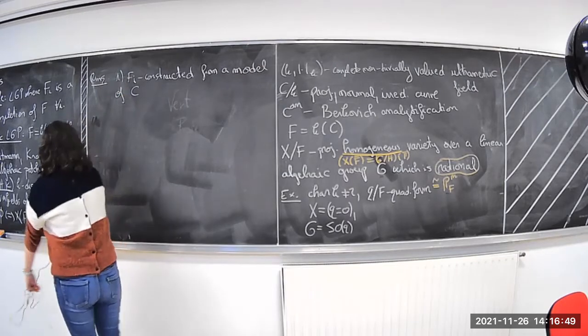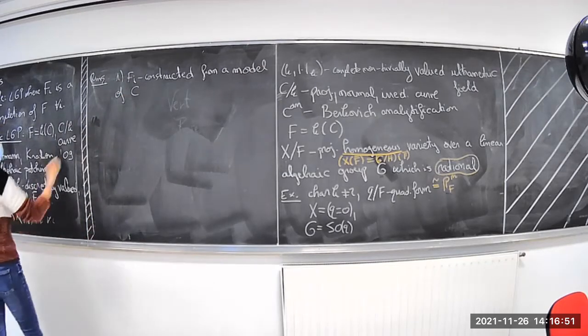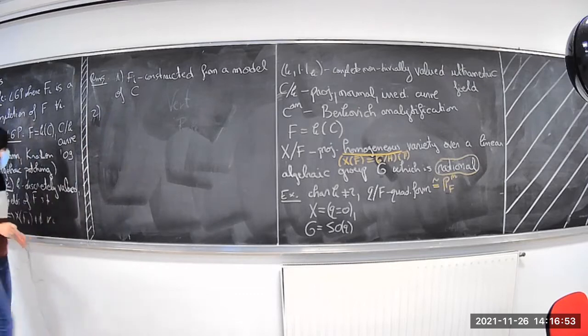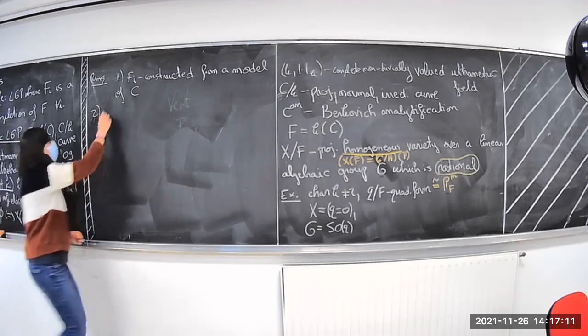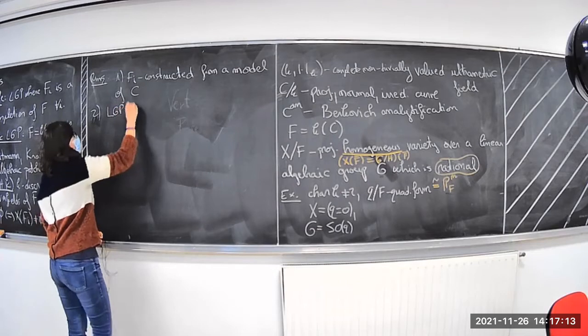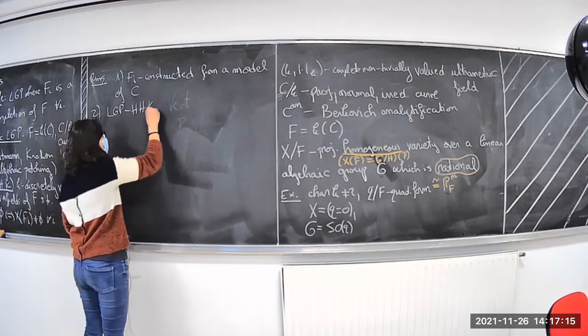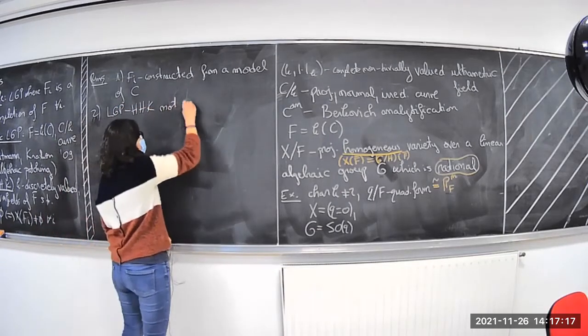Of the curve C. And another thing I can tell you is that it's a natural question now. We see that this is a local-global principle, but is it a Hasse one? Well, the answer is no. The F_i are not discrete completions of F. In fact, they are not even completions of F. So LGP HHK is not a Hasse principle.